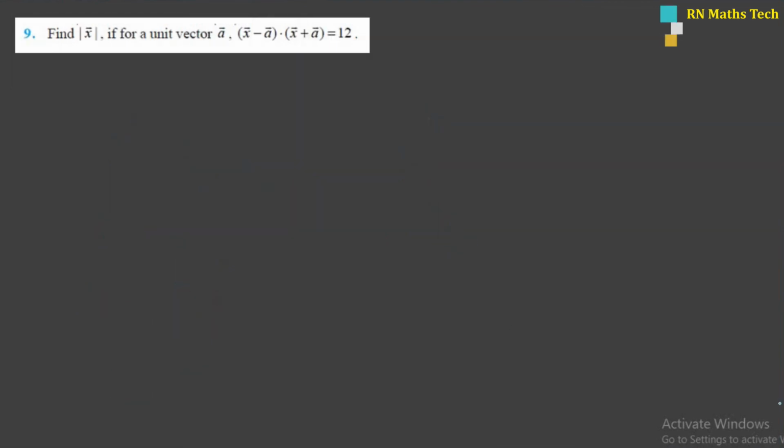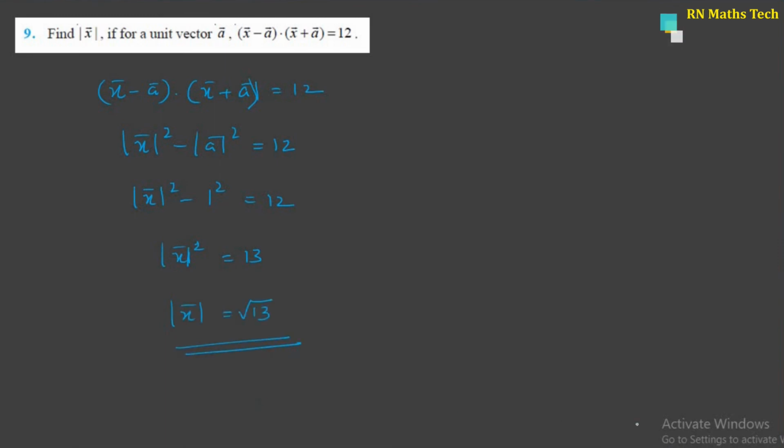Now question number 9. For a unit vector a⃗, (x⃗ - a⃗)·(x⃗ + a⃗) is equal to 12. |x⃗|² - |a⃗|² is equal to 12. Since a⃗ is a unit vector, |x⃗|² - 1² is equal to 12. |x⃗|² is equal to 13. Modulus of x⃗ is equal to root of 13.